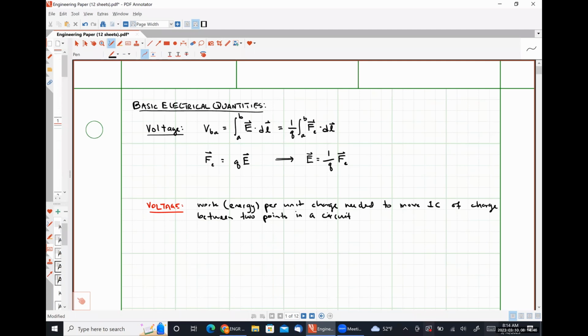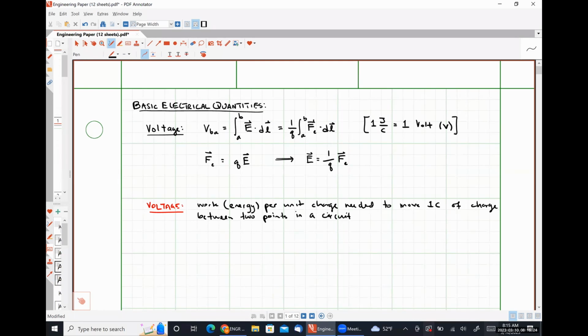My units of voltage are very easy to determine from this equation as well, because I know that that whole integral is work or energy measured in joules, and charge is measured in coulombs. So I have 1 over coulombs times joules, or joules per coulomb, is my fundamental unit of voltage, right? So 1 joule per coulomb is equal to 1 volt, V, and this is our unit of voltage. Very easy to remember. Okay.